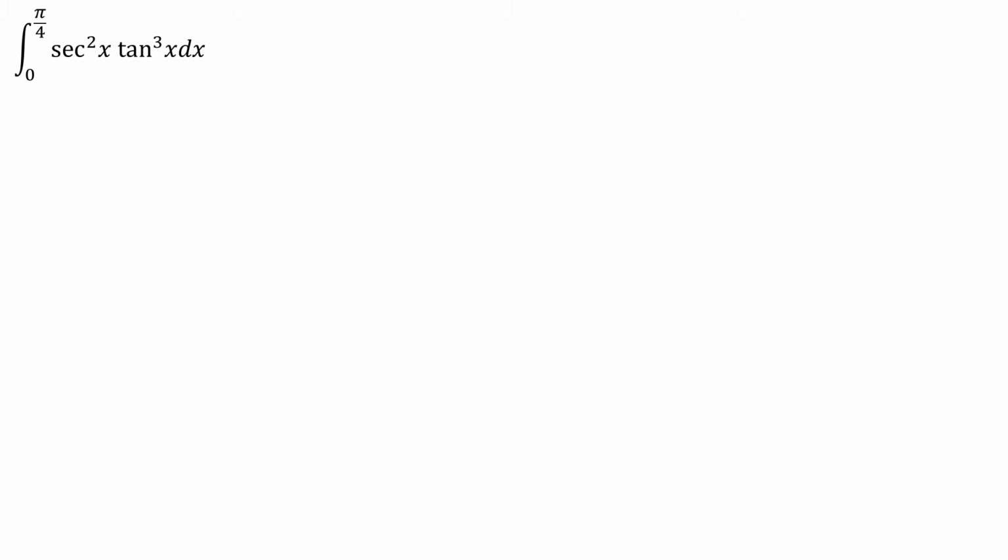Second example. I've got an integral that goes from 0 to pi over 4. Secant squared x tangent to the third power x dx. What should we let u be equal to? Well, I know the derivative of tangent is secant squared. So I'm going to let u equal tangent of x.